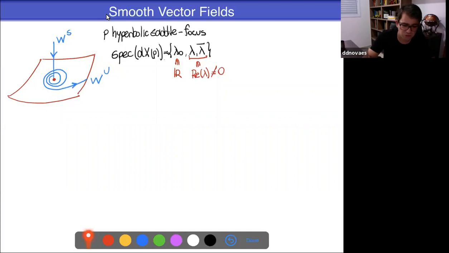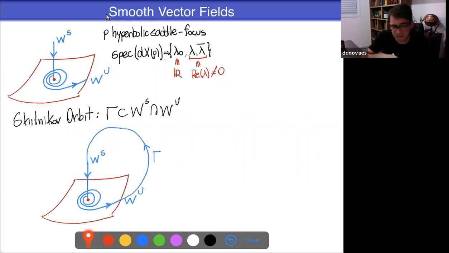This is the local description of the vector field in a neighborhood of the equilibrium. So a Shilnikov orbit is a closed curve composed by orbits, which lives in the intersection between the stable manifold and the unstable manifold. In this situation, we have a two-dimensional unstable manifold and a one-dimensional stable manifold. So this is a homoclinic connection, which looks like this picture.